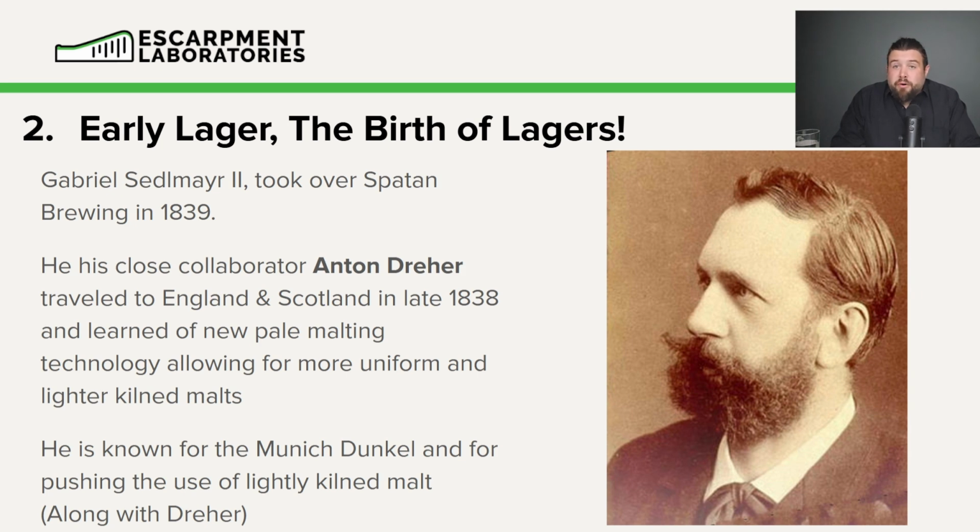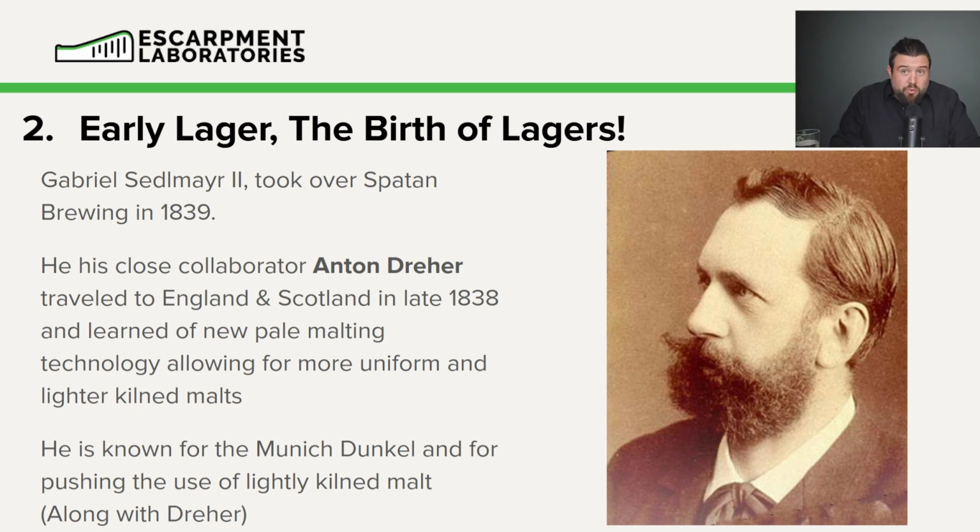One of those people he influenced was Gabriel Sedlmayr II, also known as the Younger, who took over Spaten Brewery, very prominent, to this day, a German brewery, in 1839. Now, he was close friends and collaborators with another individual, who'll become important soon, called Anton Dreher. And these two traveled to Scotland and England in 1838. I know we're going through a lot of history. In 1838, to learn about new pale malting technology.